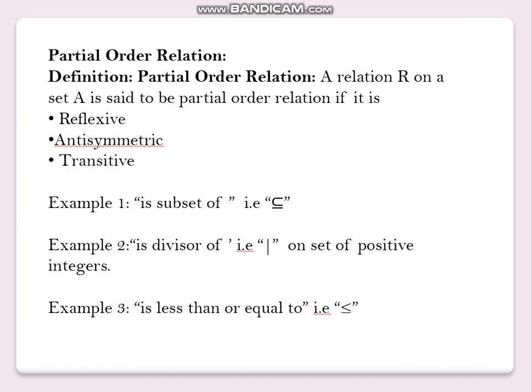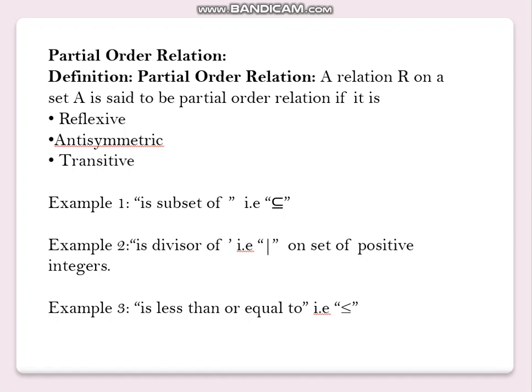The next is partial order relation. Now let us see the definition first. A relation R on a set A is said to be a partial order relation if it is reflexive, antisymmetric and transitive. Antisymmetric definition and the concept we have learned in the previous video. The example number 1 is subset of, a partial order relation. Reflexivity is justified, since a set is always a subset of itself. A is a subset of A for all the sets.